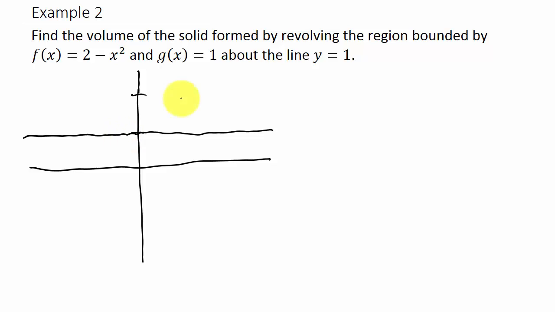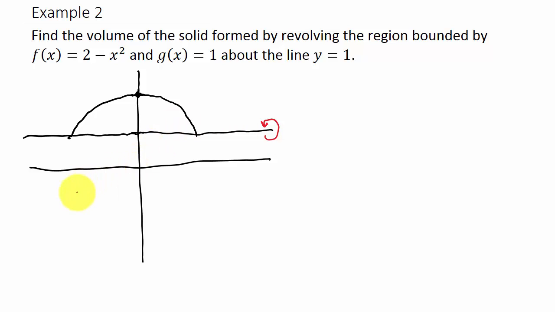And then let's graph f of x. Well, we know this is a parabola. The vertex is here at 0, 2, and we know it's a parabola that opens down because of the negative sign. So if we draw the graph, it's going to look something like this. I know it keeps going, but we'll stop here at the line y equals 1 because that's the line we're revolving it around.